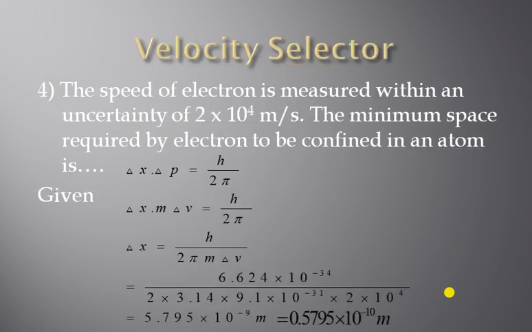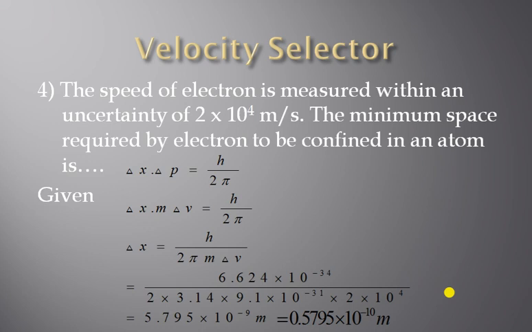Now the next numerical: the speed of an electron is measured within an uncertainty of 2 into 10 raised to 4 meter per second. The minimum space required by the electron to be confined in an atom is. Now in this case, we have to use Heisenberg's uncertainty principle. According to this principle, delta x into delta p equal to h upon 2 pi, where delta x is the uncertainty in position and delta p is the uncertainty in momentum.